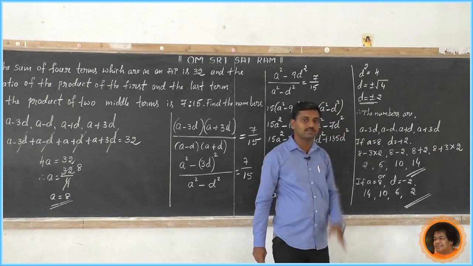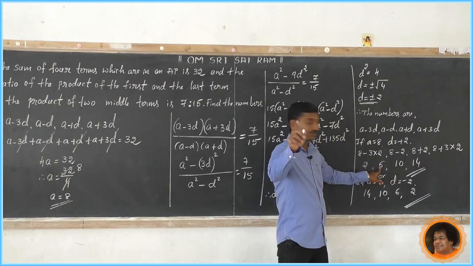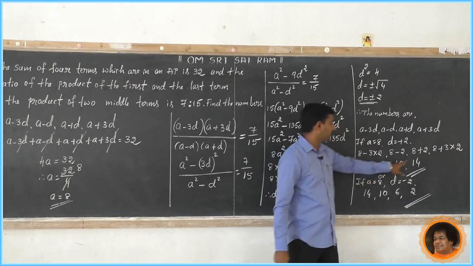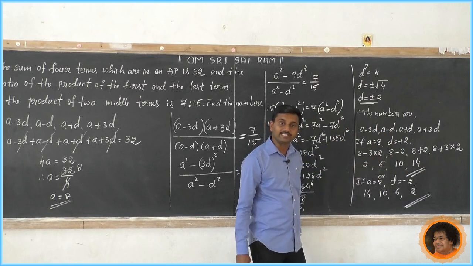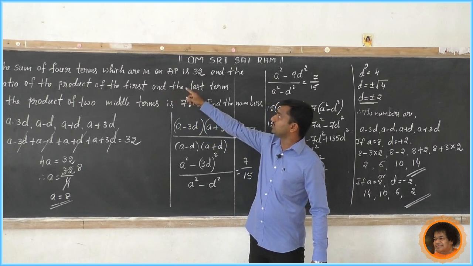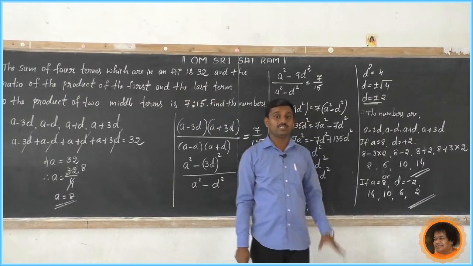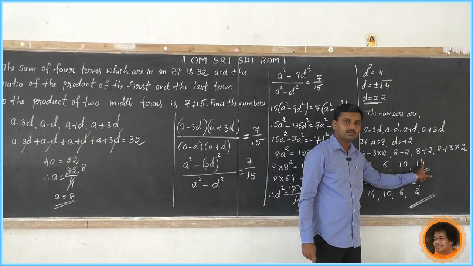Check whether it is AP or not. 6 minus 2 is 4, 10 minus 6 is 4. So the common difference is the same. That's why the given terms are in AP. Now check whether the answer is correct or wrong. What is the question? The sum of the four terms which are in an AP is 32. Which are the four terms? The four terms are 2, 6, 10, 14.